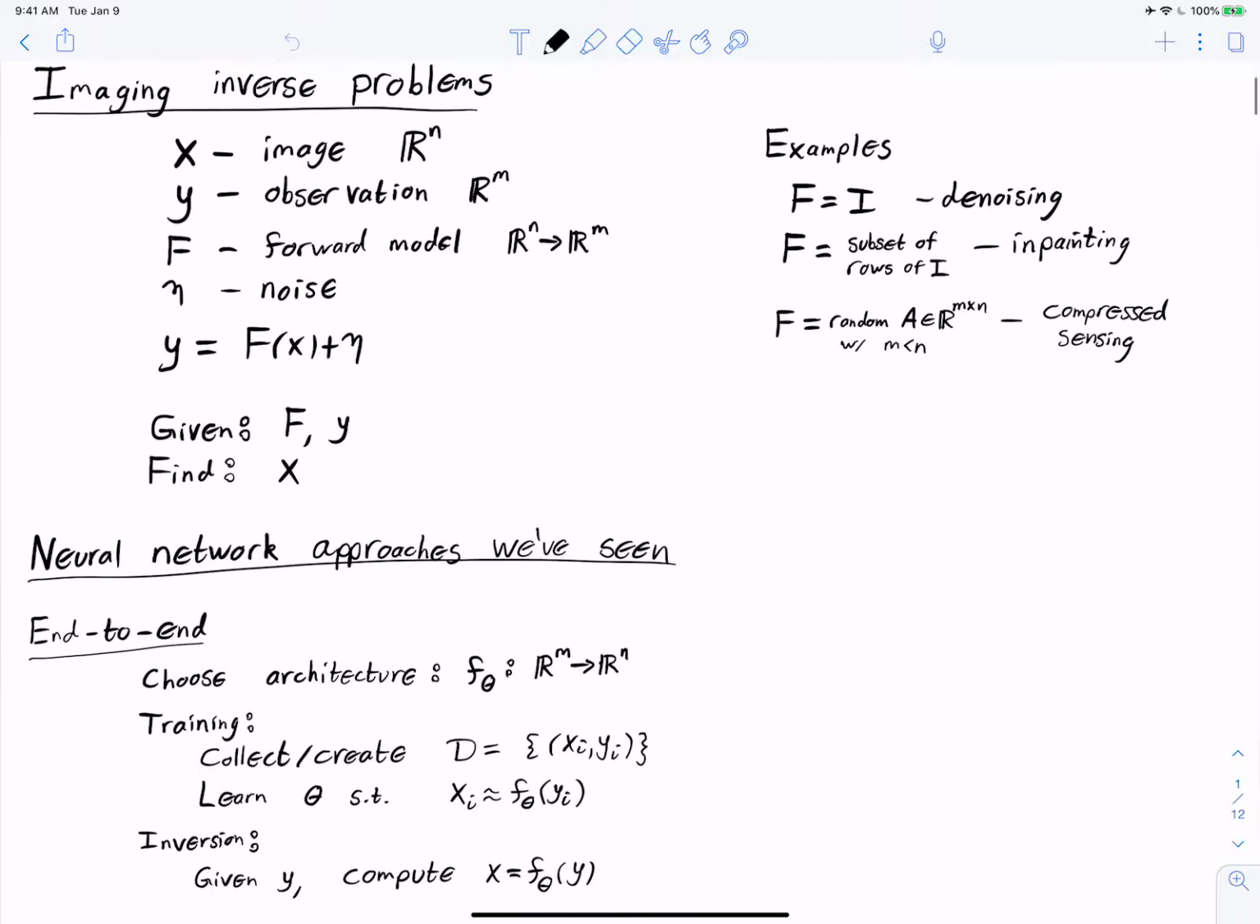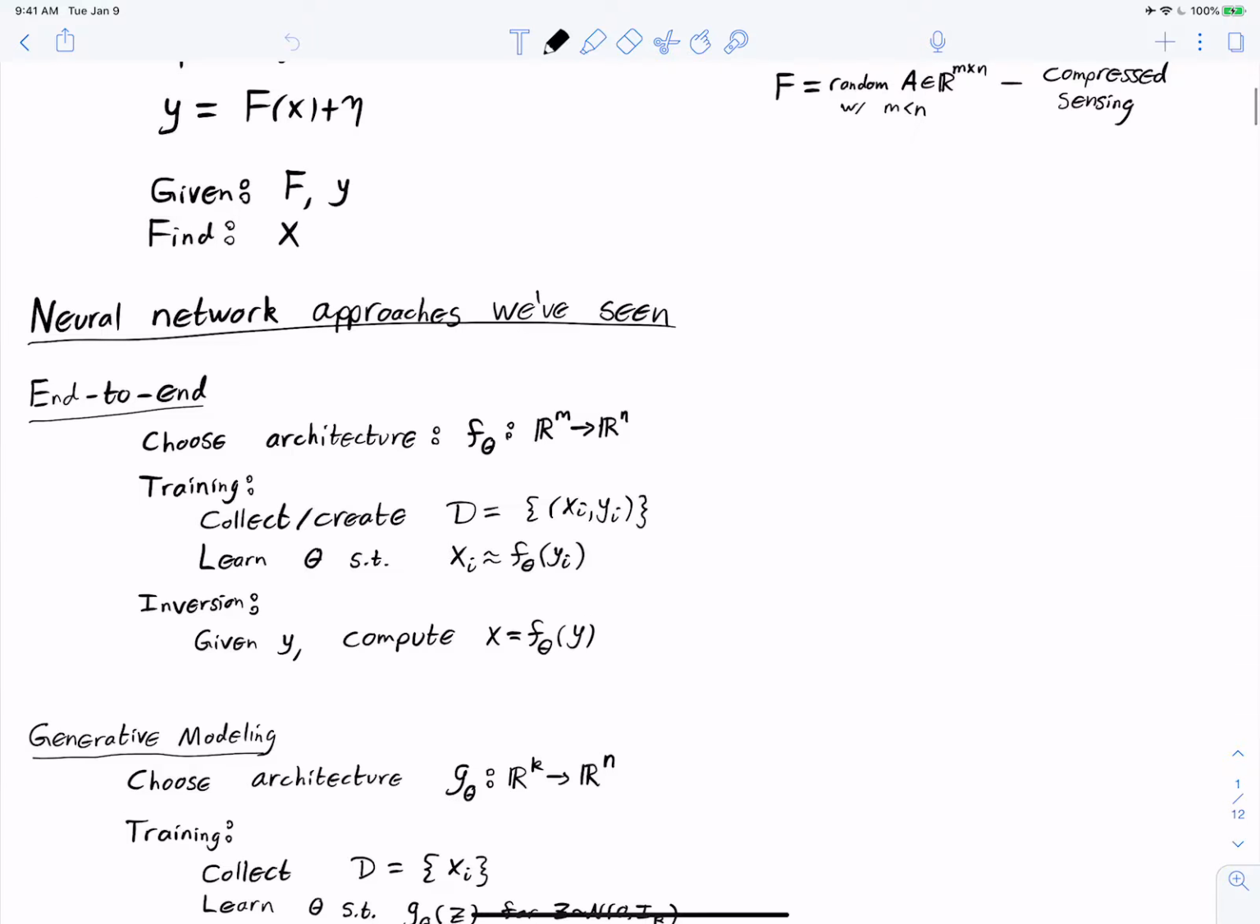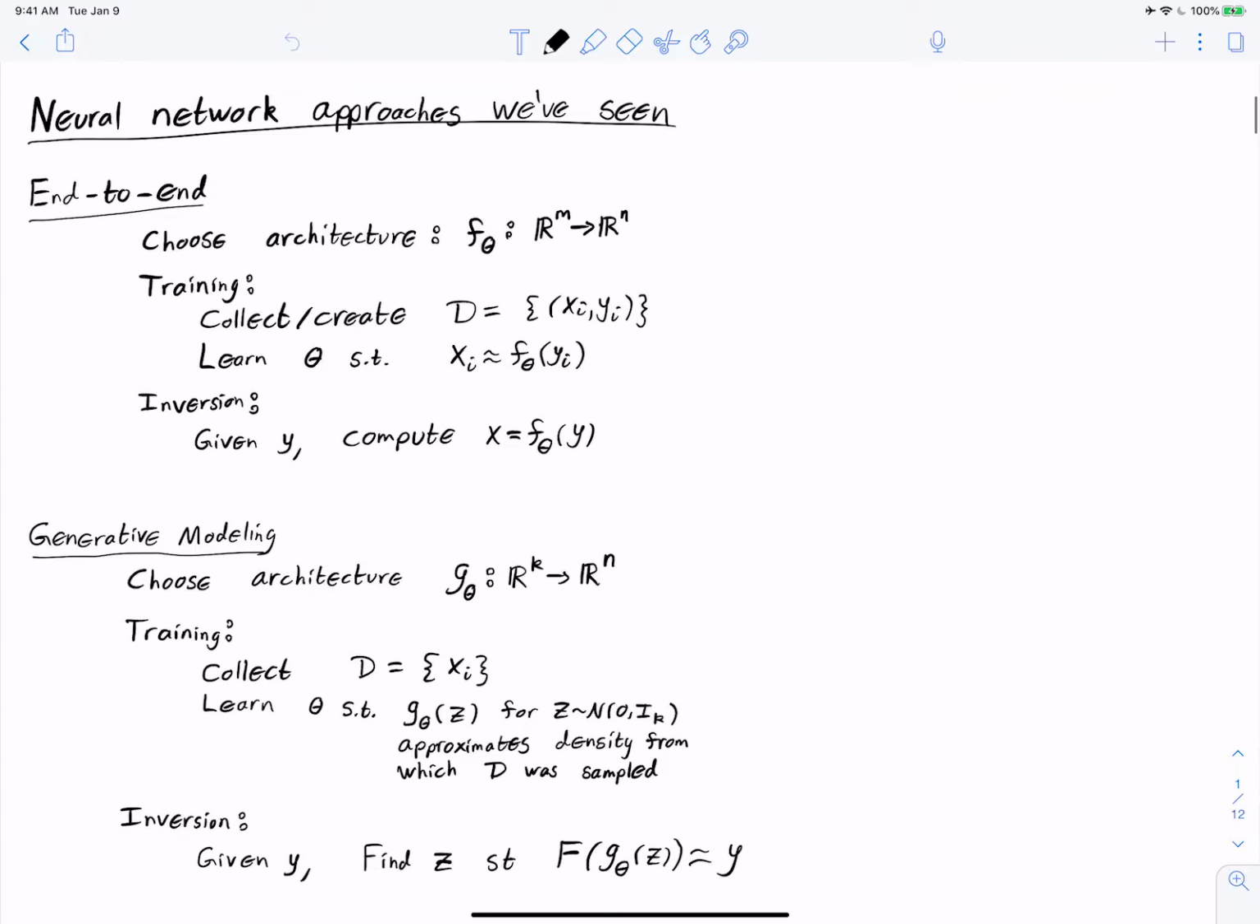Now, to solve inverse problems using neural networks, we've seen a couple of varieties of these. So let's review some of those. First, we saw end-to-end nets. In these cases, they went as follows. We chose an architecture, some f theta, which mapped from R^m to R^n. We then had a training phase, where we either collected or created a data set, which consisted of pairs, x_i and y_i, of images and their degradations. This data set could either be collected from the wild or perhaps synthetically generated if you have an accurate model of your forward process.